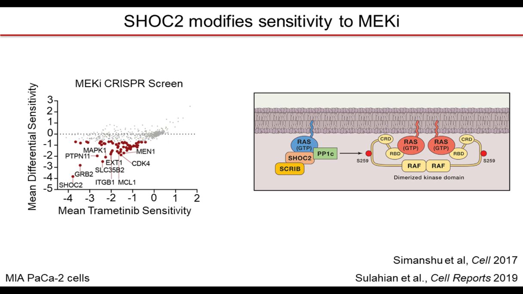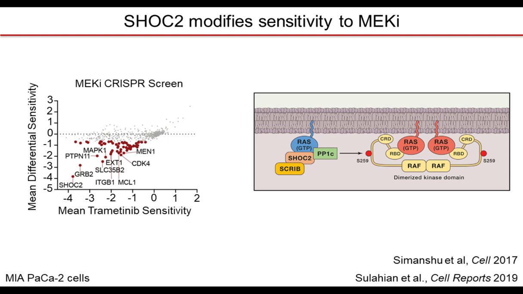What they identified over and over again were not only components of MAP kinase signaling that were synthetic lethal interactors, such as MAP kinase 1, SHP2, and other different targets that were expected, they also identified a very, very interesting scaffolding protein known as SHOC2. And this came up as the most highly recurrent synthetic lethal interactor that would sensitize cells to MEK inhibition.